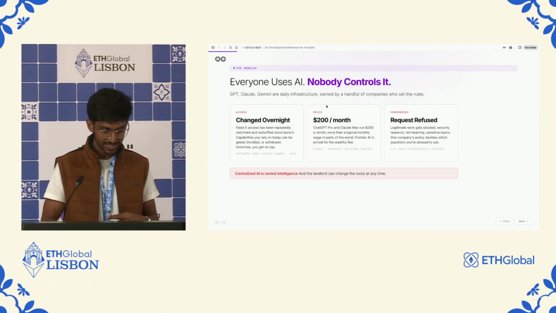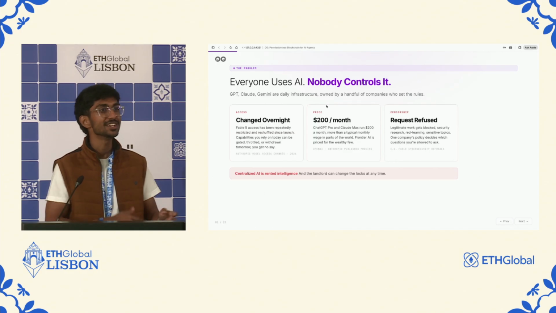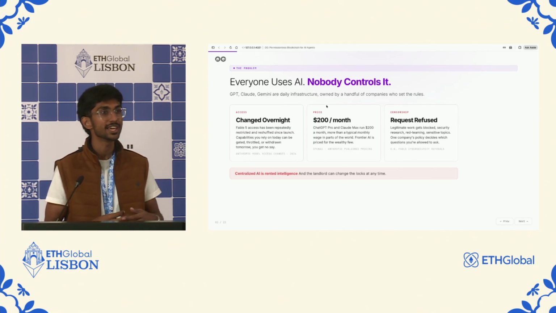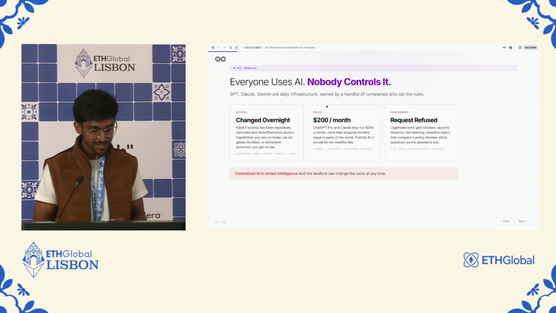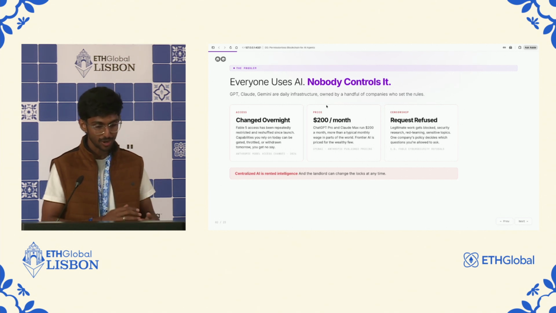The next one is, for example, the $200 per month that you pay for your subscriptions. You don't even know whether they might increase it tomorrow. For example, I'm from India, and Claude, Anthropic, just gave India-specific pricing. So you aren't sure about the pricing. You are stipulated to what that one centralized entity provides.